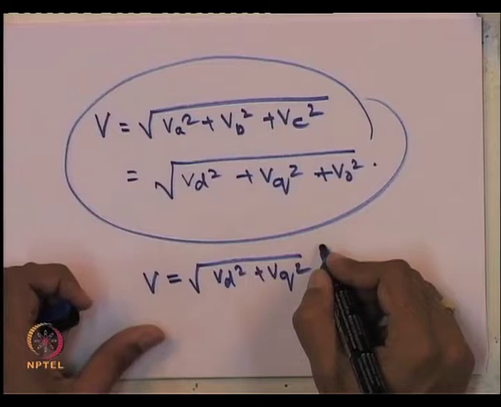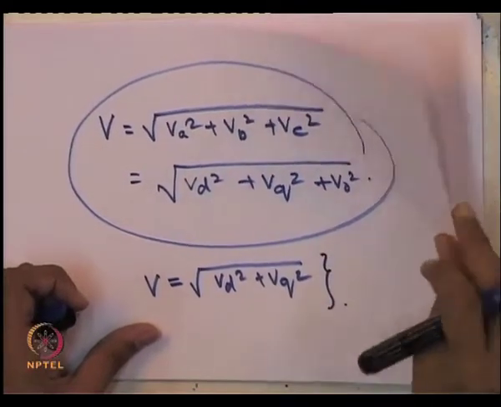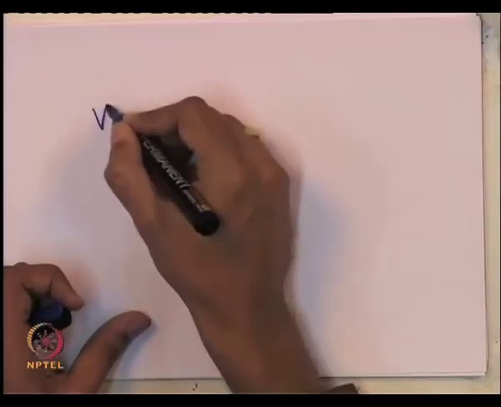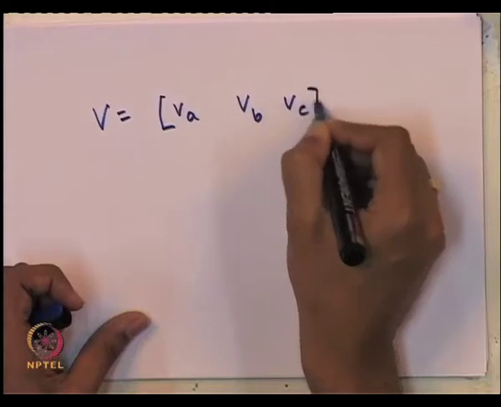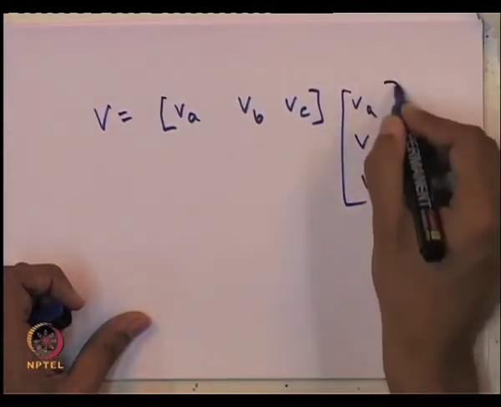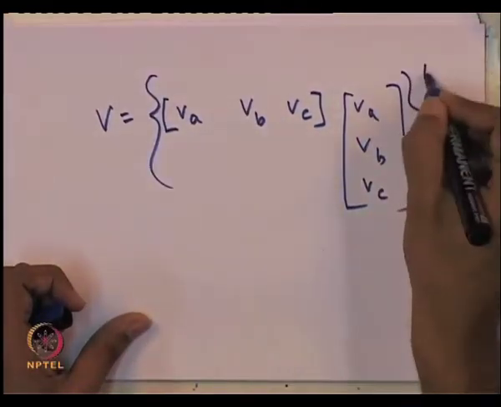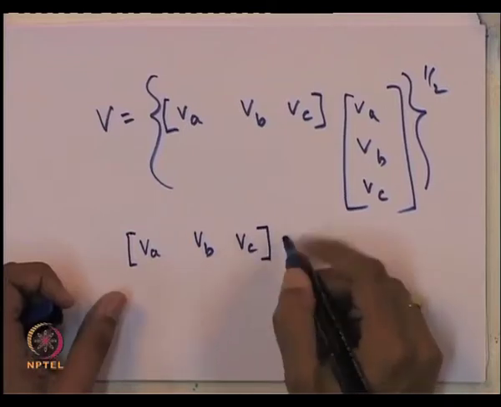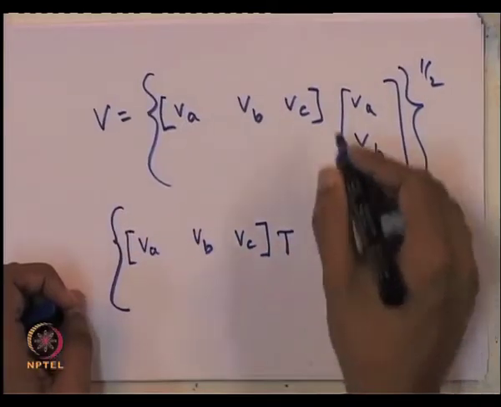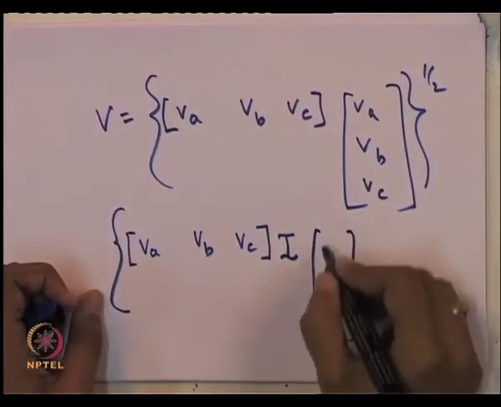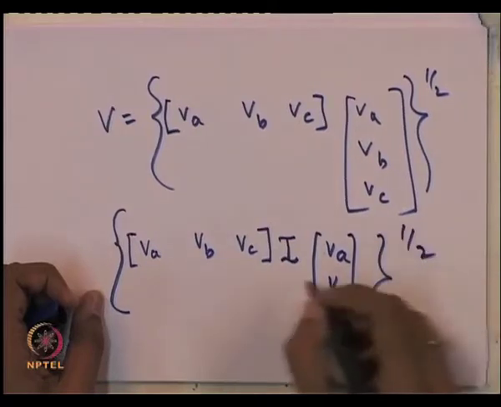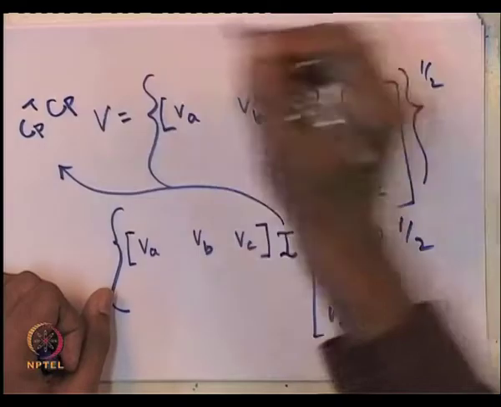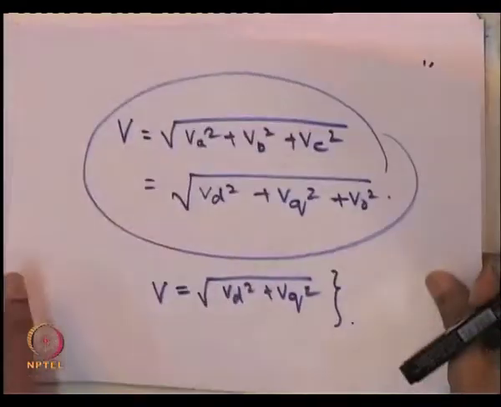Now, can you prove this? I will leave it to you to prove. One of the things I can just hint to you is V is equal to the square root of VA, VB, VC transpose into VA, VB and VC, so raised to half. Remember that VA, VB, VC transpose into this can be treated as identity into VA, VB, VC. This identity matrix can be written as CP transpose into CP, the Park's transformation. And that is how you will get this particular relationship. You can just work it out.